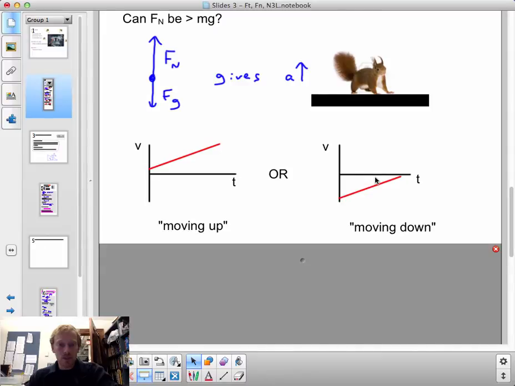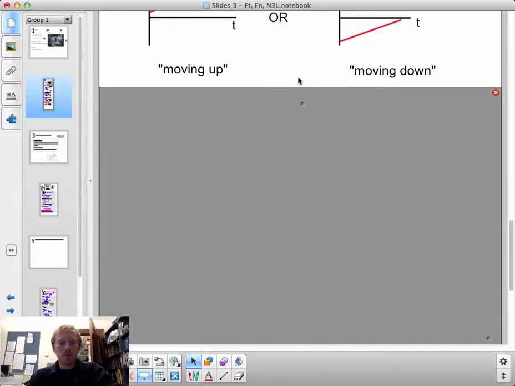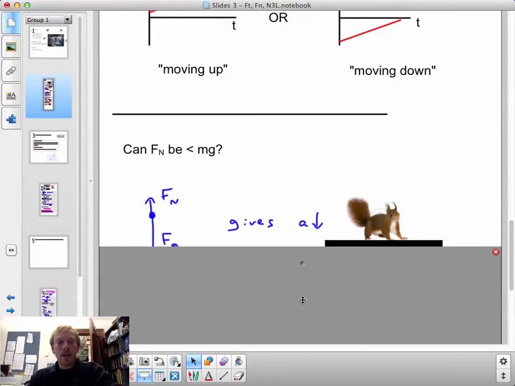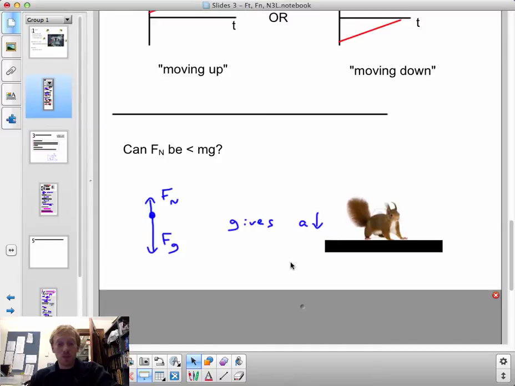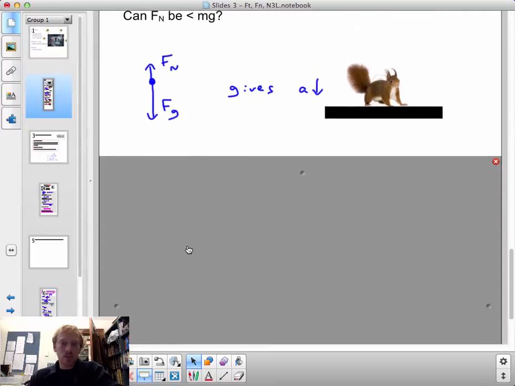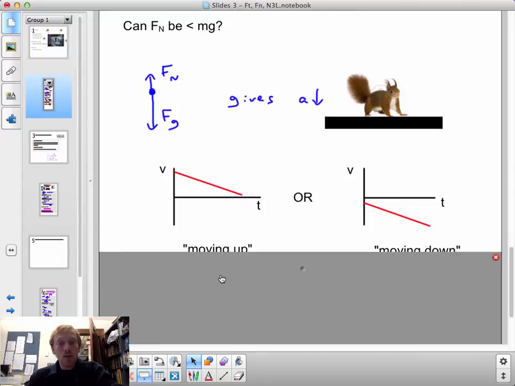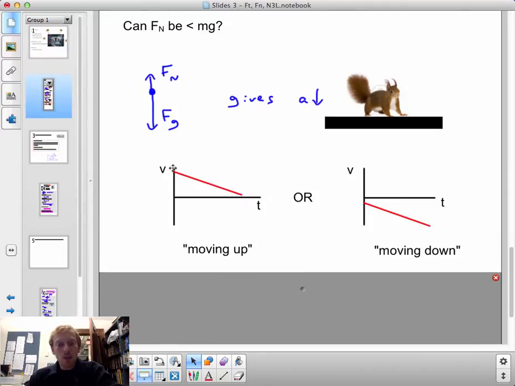So either of these situations could correspond to a situation where the normal force on the squirrel outweighs the gravitational force. What happens if the gravitational force is greater than the normal force? Well, then there's a net downward force and a downward acceleration as a result. Does that mean that the motion has to be downward? Well, no. It could either be an upward motion with decreasing speed or a downward motion with increasing speed.